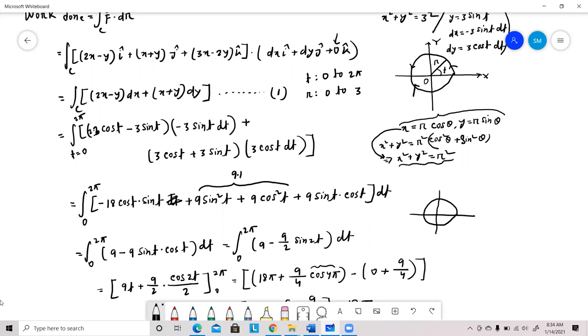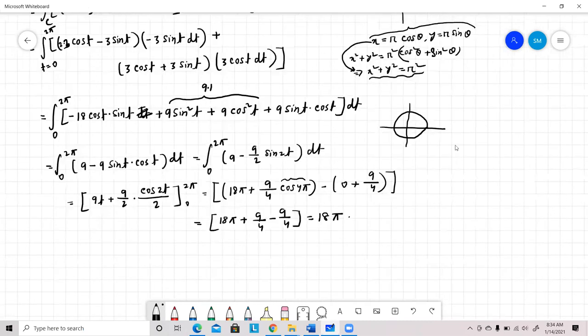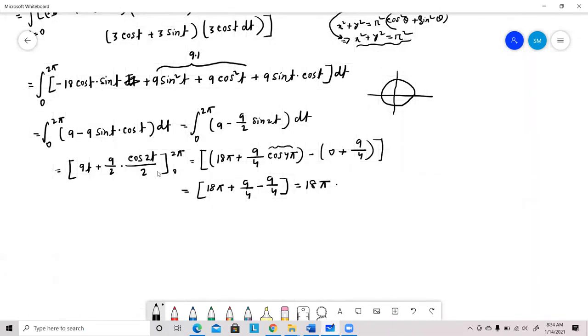But if the particle moves along the clockwise direction, that means negative direction, then the lower limit will be twice pi and the upper limit 0. So in that case the solution will be minus 18 pi.